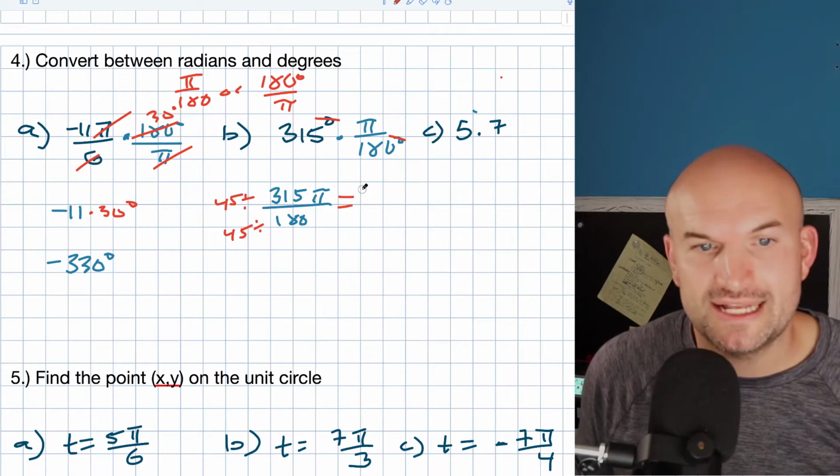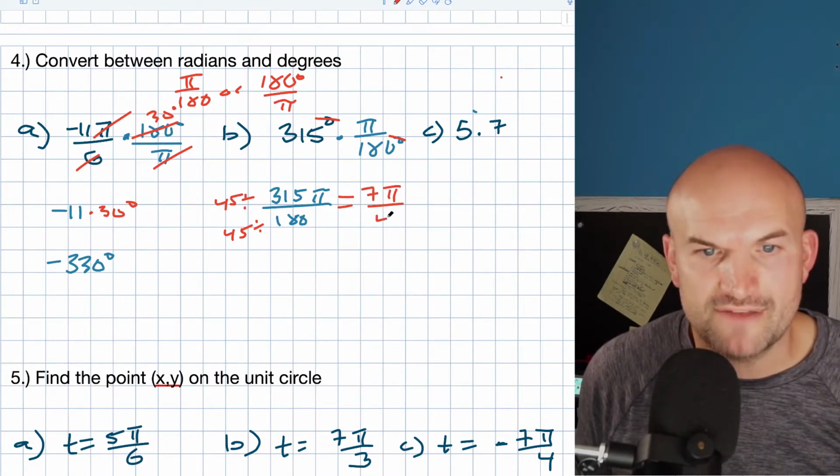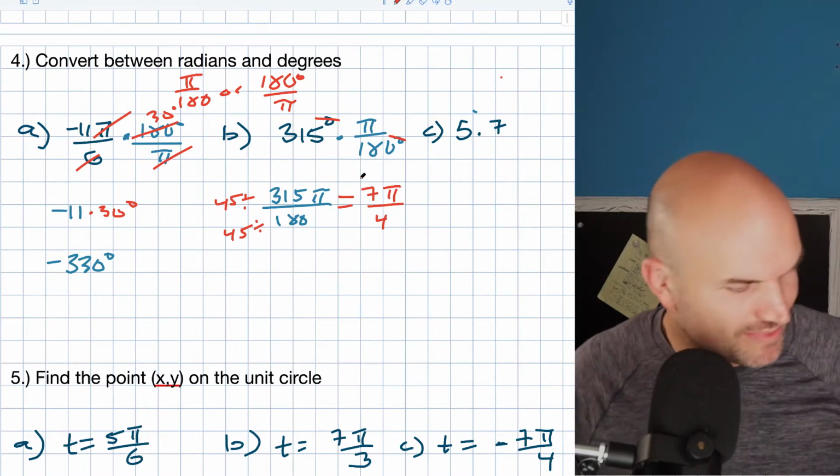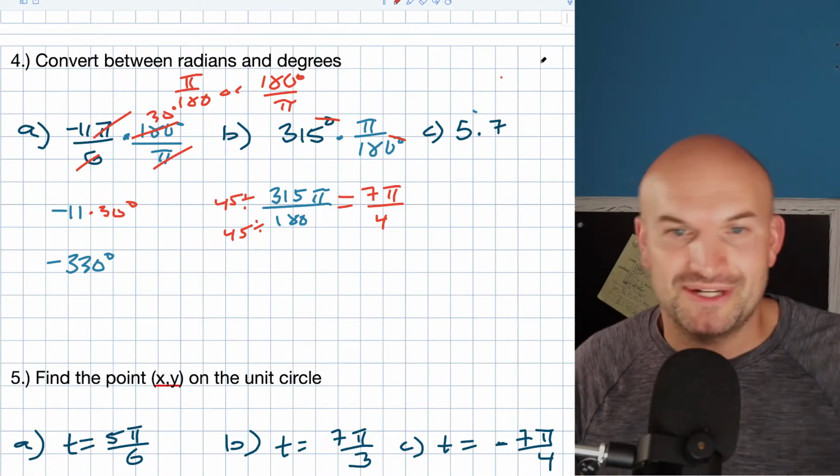And now what I'm going to get is going to be 7 pi over 4. Now, what about if you have something like this, 5 pi over 7? In this case, you're going to need to use a calculator, okay?